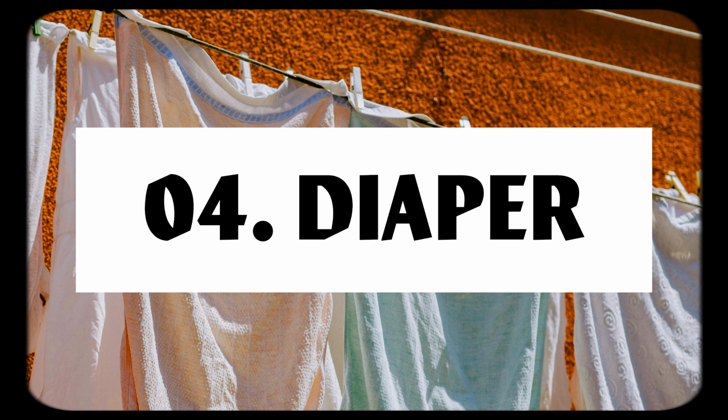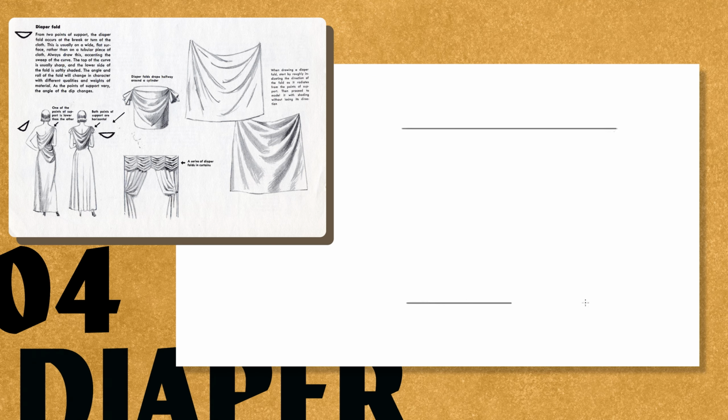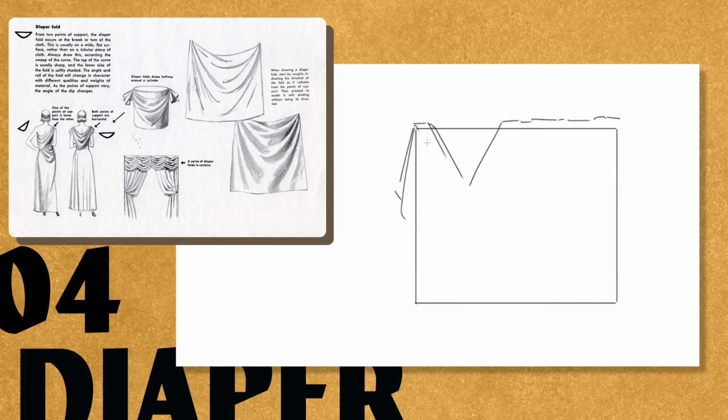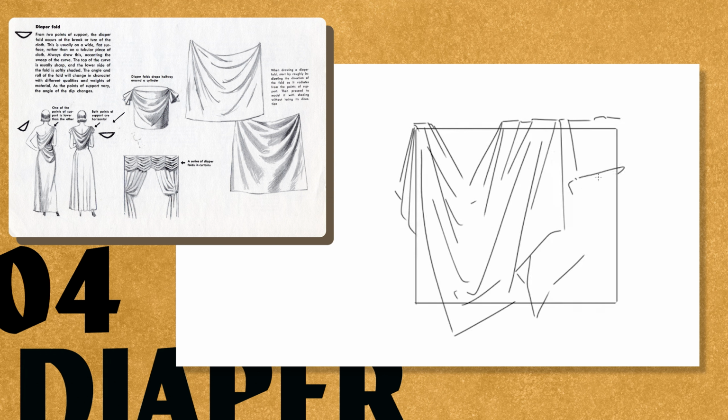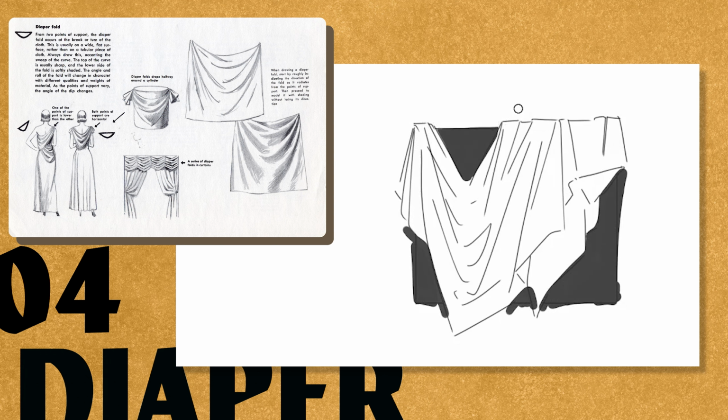Our next fold is going to be a diaper fold. So diaper folds occur between 2 points of tension. It's going to be the kind of draping U shape that occurs between those tension points. I'll add a bit of value to the sketch to really identify those U folds.